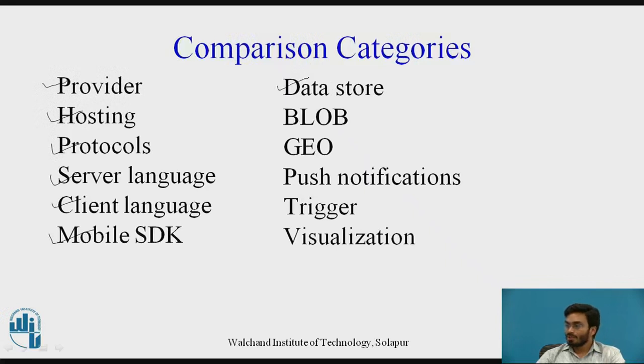Similarly, the kinds of data storage, their limits, and whether any binary data storage is available. For example, if I want to store my own raw image, or maybe a JPEG file in the form of binary, then I probably go for its blob capability. Similarly, whether geo-tracking is available or not, and whether it allows push notifications, triggers, and visualizations.